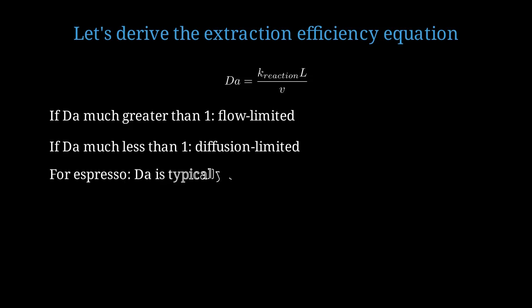For typical espresso conditions, the Damkohler number is between 0.5 and 2. We're in a mixed regime where both diffusion and flow matter. This is why barista technique is so critical. Small changes in grind, dose, temperature, or pressure significantly affect the balance between diffusion and flow.